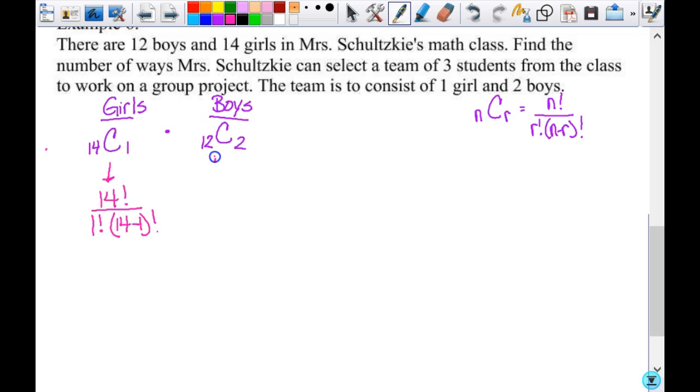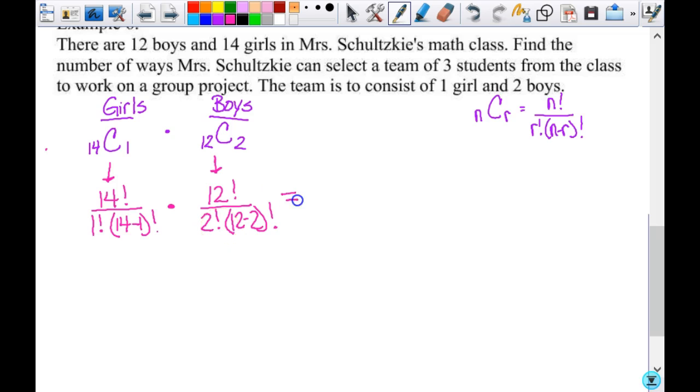All right. So for the boys, that's going to be 12 factorial divided by 2 factorial times 12 minus 2 factorial. Everybody with me so far? So, and then I'm going to multiply these. Does multiplying come before or after the factorial? After. Order of operations, it comes after. So I'm going to treat each one of these separately and then multiply them at the end.